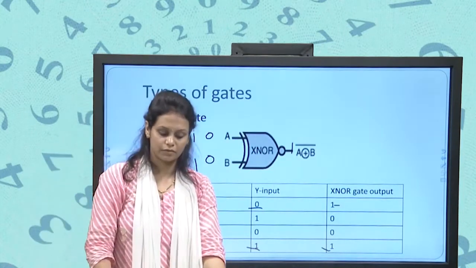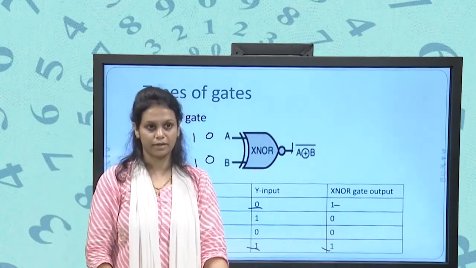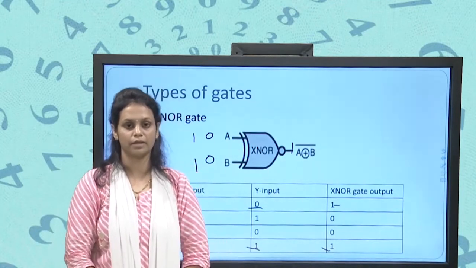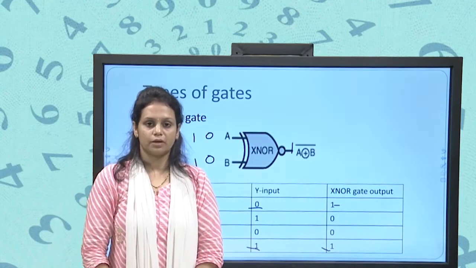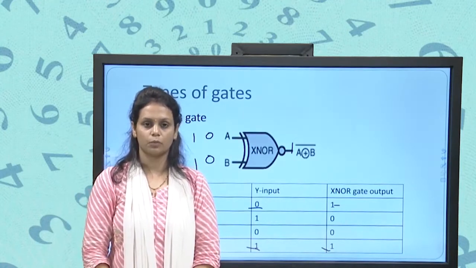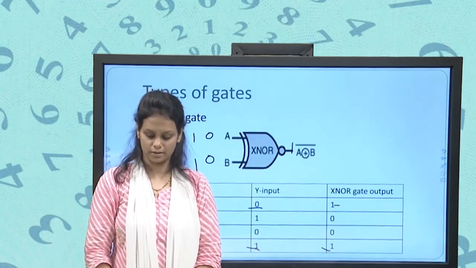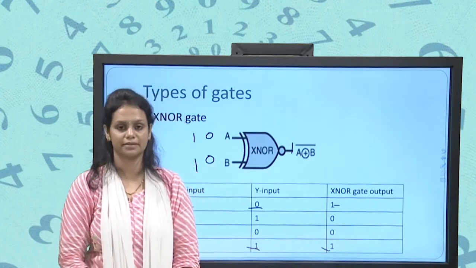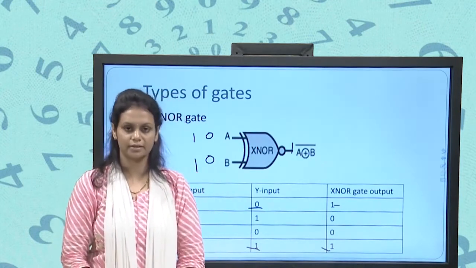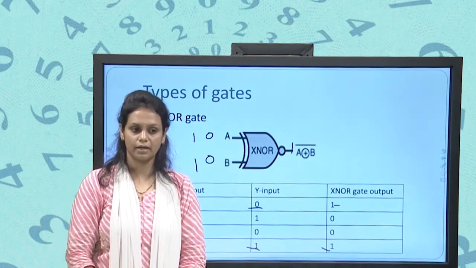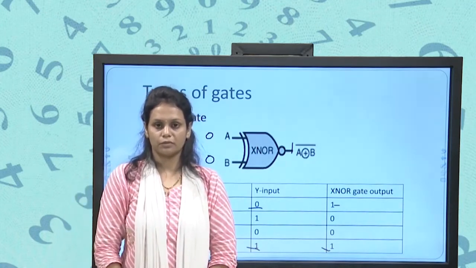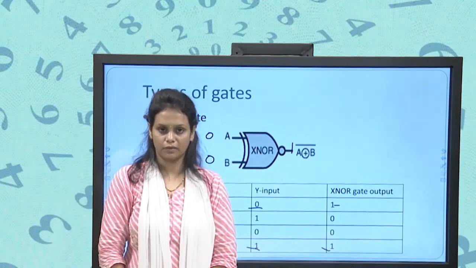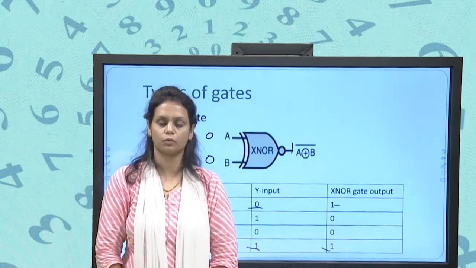Okay, I am repeating the lecture. In today's lecture we have seen the different types of gates. First we'll start from the OR gate. What is in the OR gate? If at least one input is 1 then the output is 1, otherwise the output is 0. Then we have seen the next gate, that is the AND gate. What is in the AND gate? If your 2 inputs are 1 then only the output is 1, otherwise in all the cases output is 0.